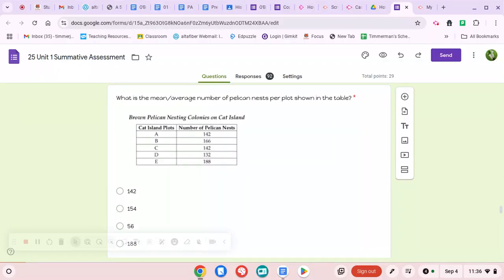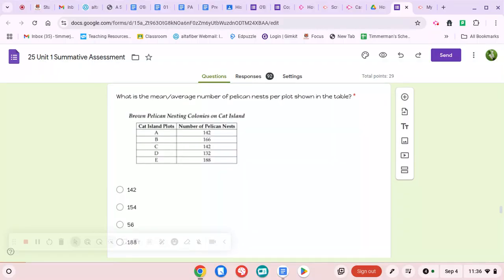What is the mean or average number of pelican nests per plot shown in the table? 142, 154, 56, or 188?